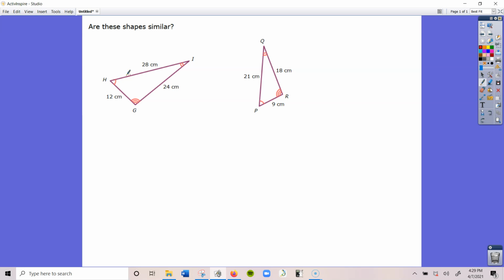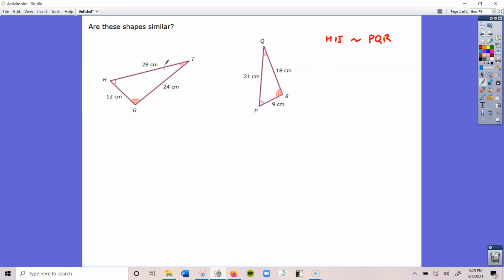So HIJ, if it's similar, I like to write the order for that way I know what sides correspond with what. Starts with H, so this is going to start with P and then QR.